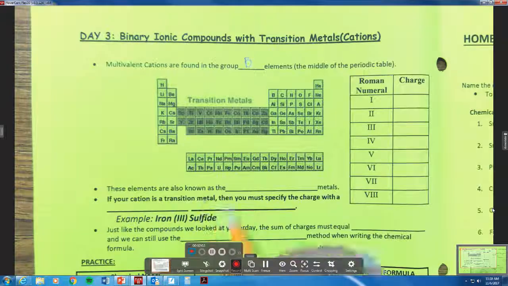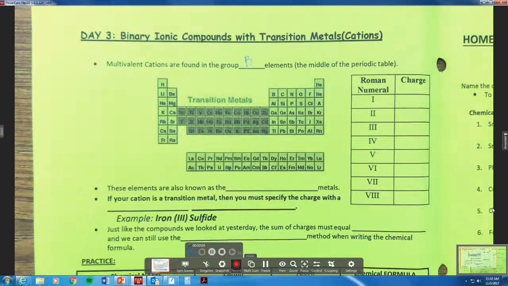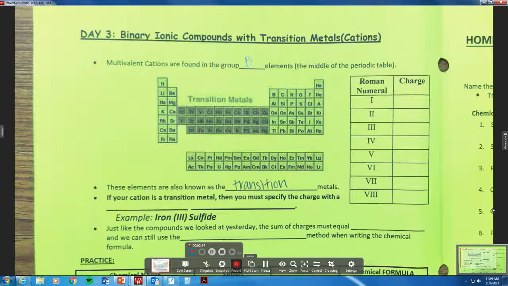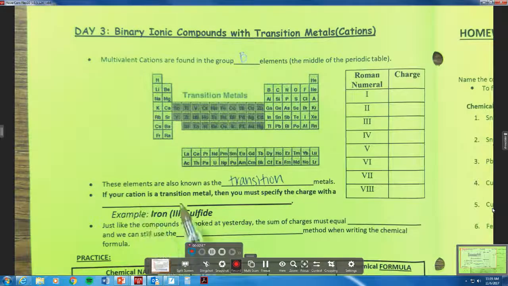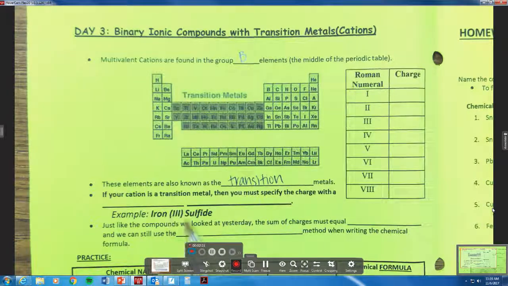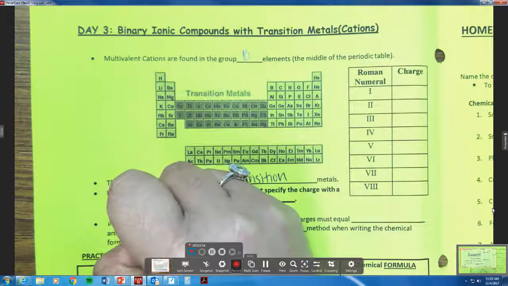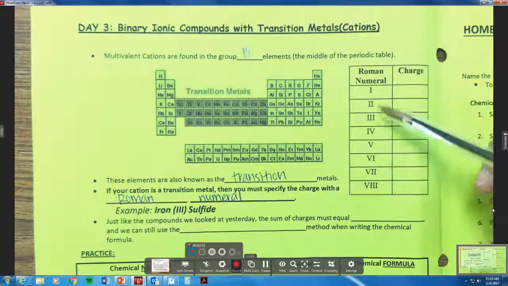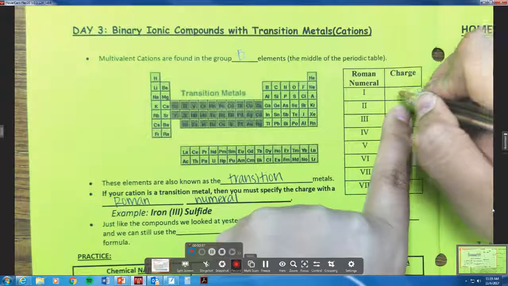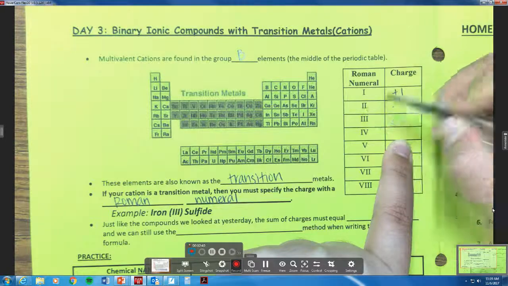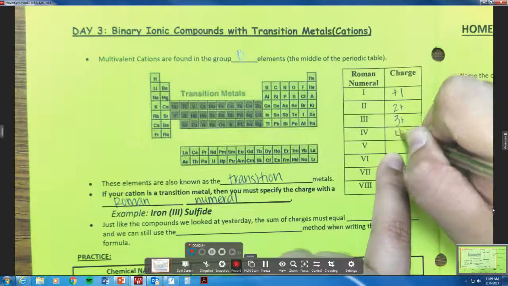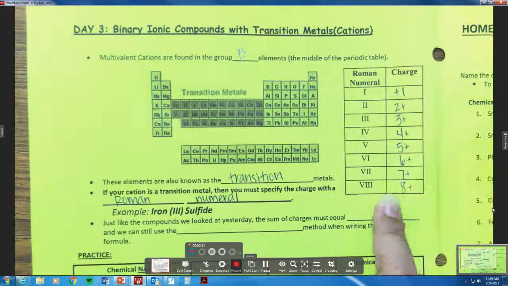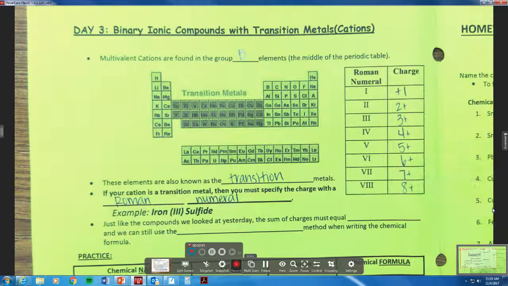Again, these are also known as transition metals. If your cation, or your metal, is a transition metal, then you must specify the charge with a Roman numeral. Roman numerals are these characters right here. If you have a 1, that means you have a positive 1 charge. Or a Roman numeral 2, 3, 4, 5, 6, 7, and 8. You do have to memorize these because we will not be providing that on the test.